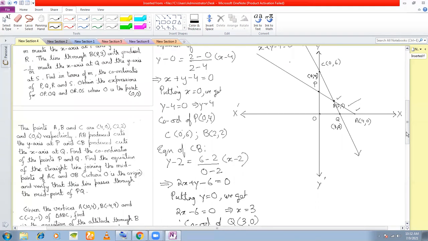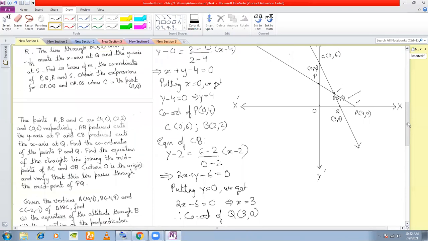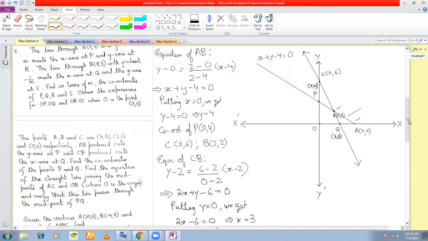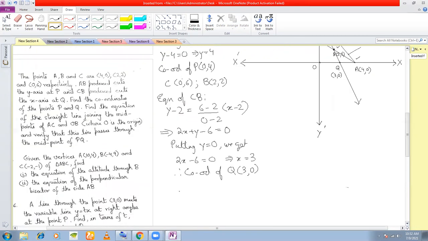Let's see the next part of the question. Next part of the question states, find the coordinates of the points P and Q. This is done. Find the equation of the straight line joining the midpoints of AC and OB. First, AC. Join AC first. Find out the midpoint of AC. This is your AC, right? Which one should be the midpoint of AC? Say somewhere over here is the midpoint. Let us call it M. Okay, M is the midpoint of AC.